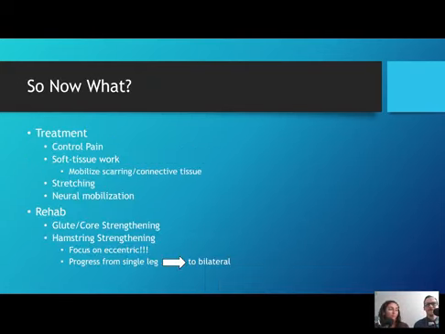One of my favorite parts. So now what? Yes, so now what? And now it's time to do the treatment.